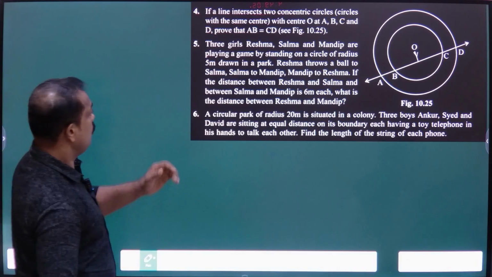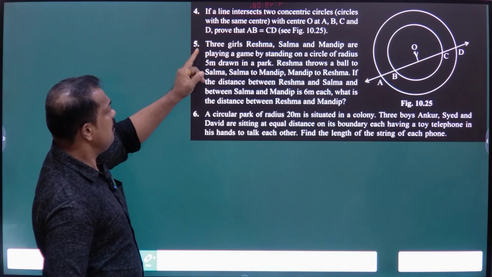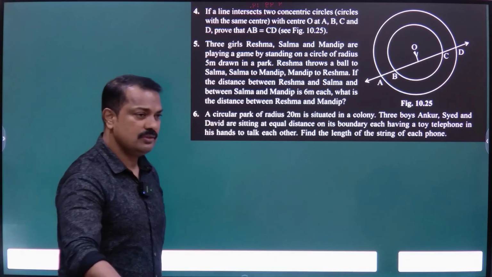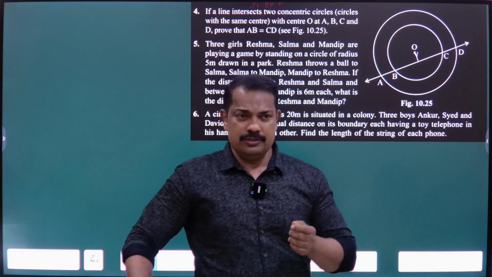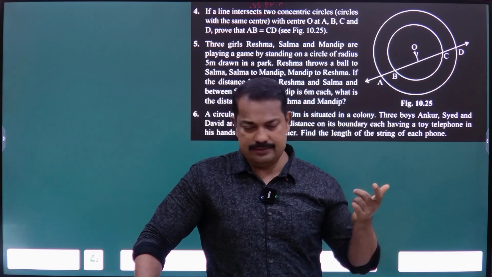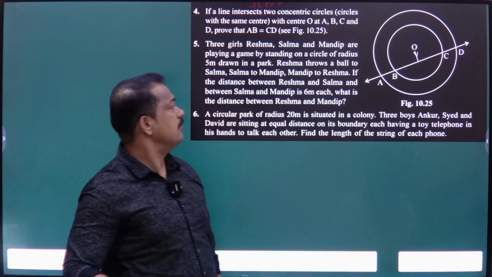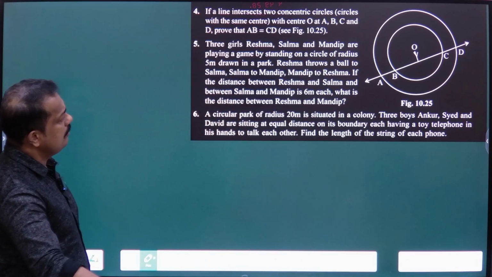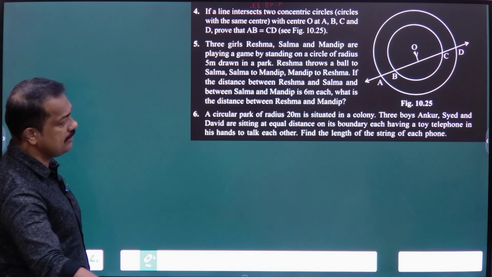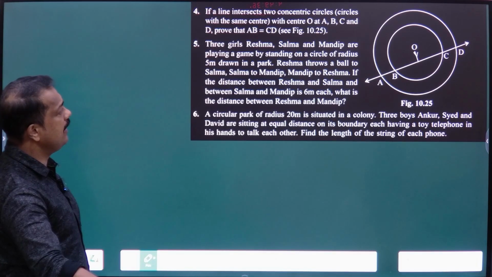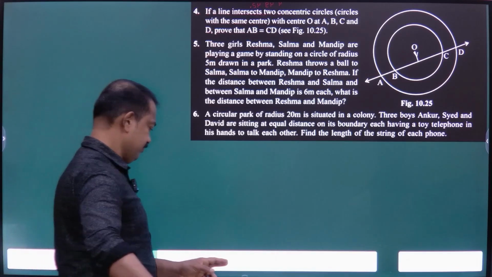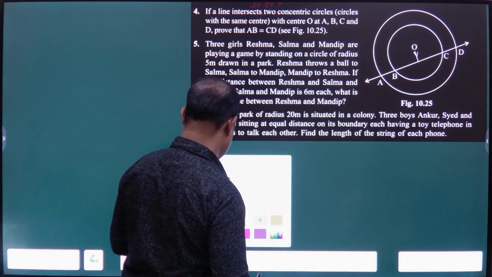Next, question number 4. If a line intersects two concentric circles, what is the meaning of concentric circles? Two circles having the same center but different radii. And this line intersects the circles at A, B, C and D. Prove that AB is equal to CD. So draw the figure. Two concentric circles.